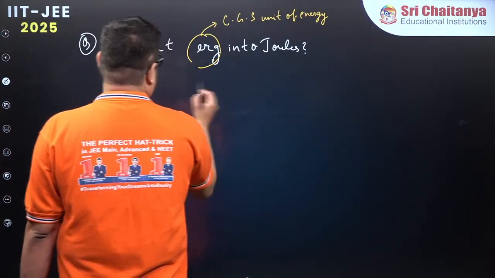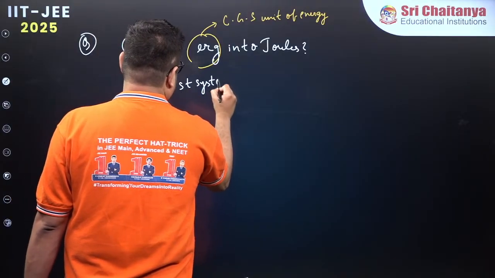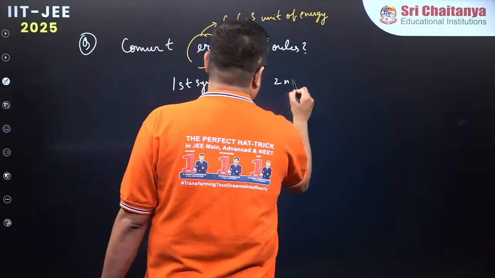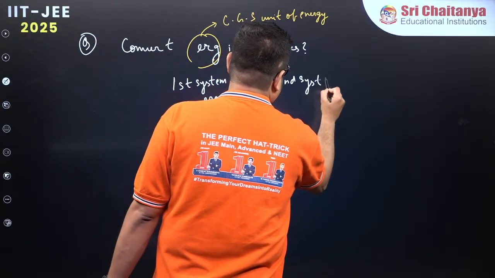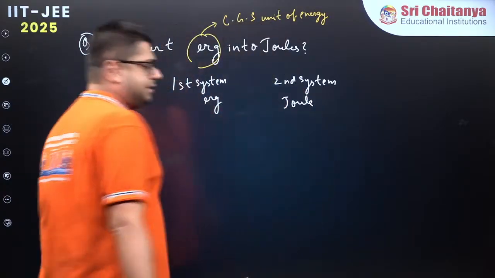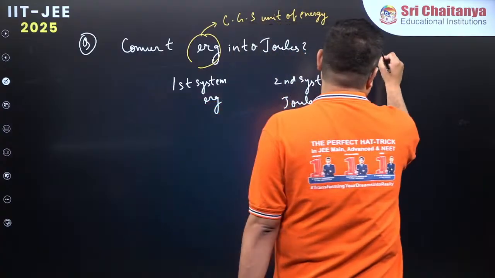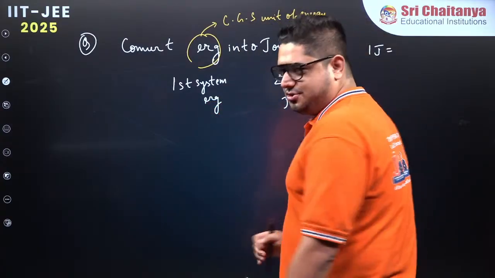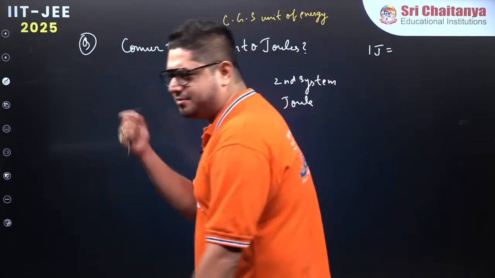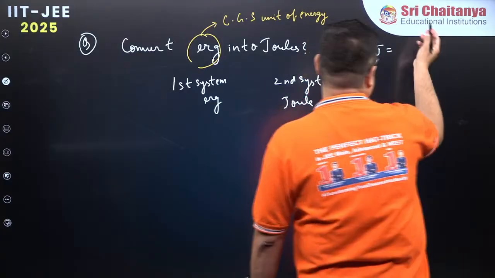So now, the first system is ERG, isn't it? And what is the second system? The second system which we are having, that is joule, isn't it? So you know what is 1 joule? Let's try to write down not the CGS representation, the SI unit representation. Yes, correct, 10 to the power minus 7 is the right answer.